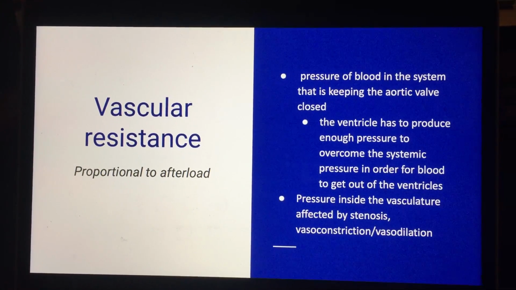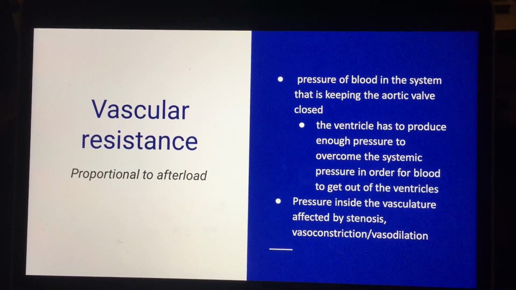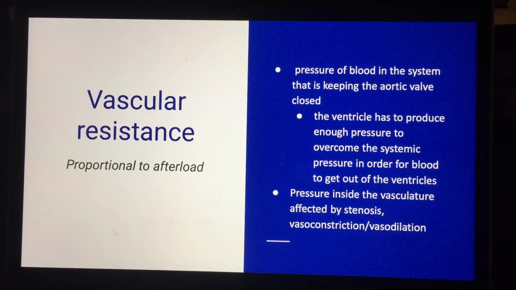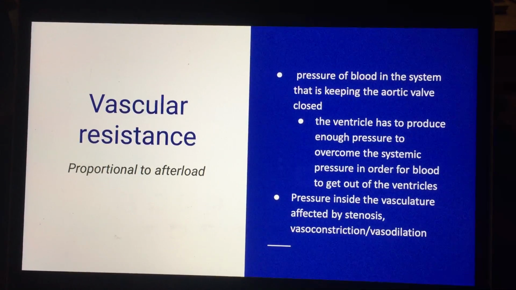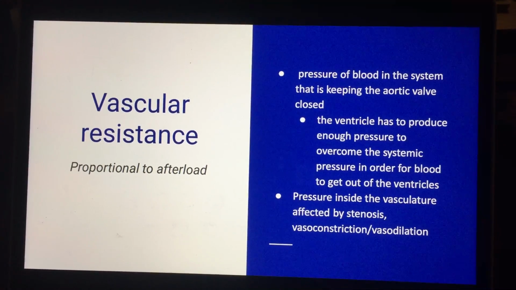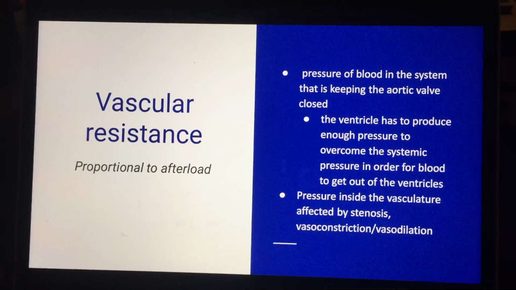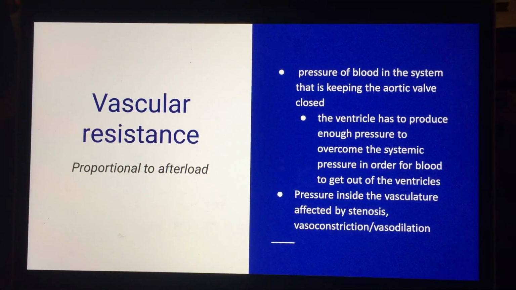Vascular resistance is proportional to afterload. Vascular resistance is defined as the pressure of the blood in the system that is keeping the aortic valve closed. The ventricle then has to produce enough pressure to overcome the systemic pressure in order to eject blood from the ventricles. Pressure inside the vasculature can be affected by stenosis, vasoconstriction, and vasodilation.